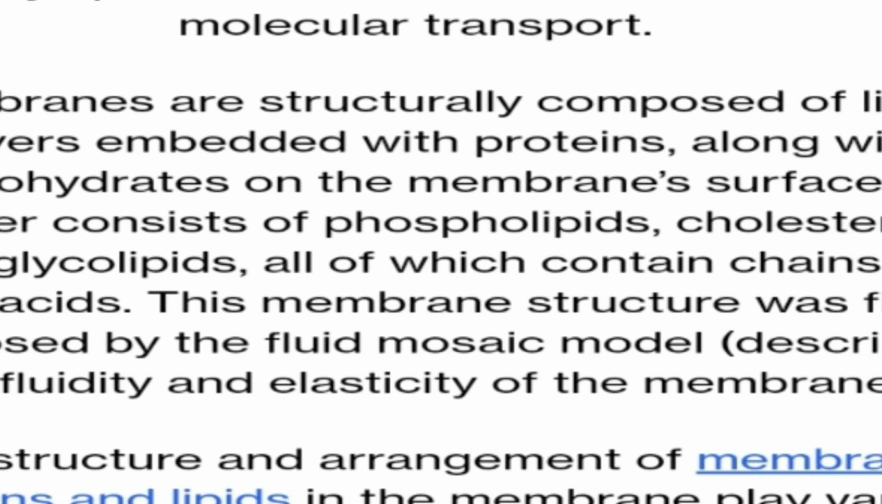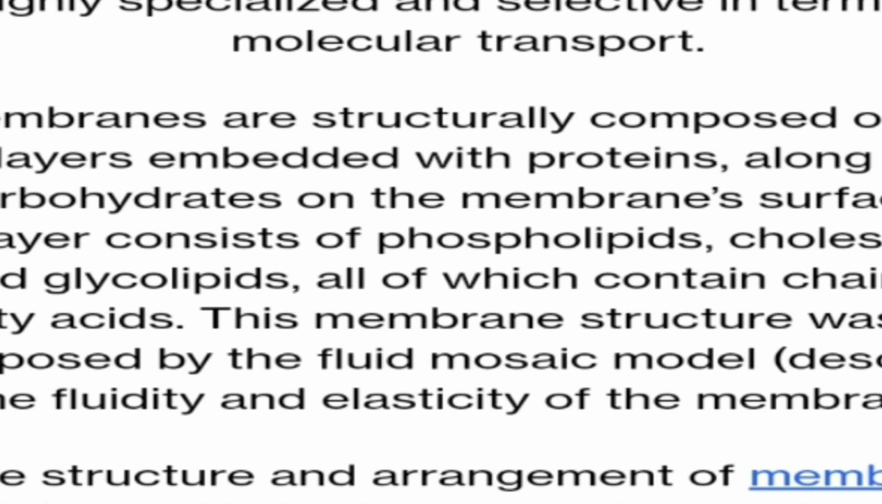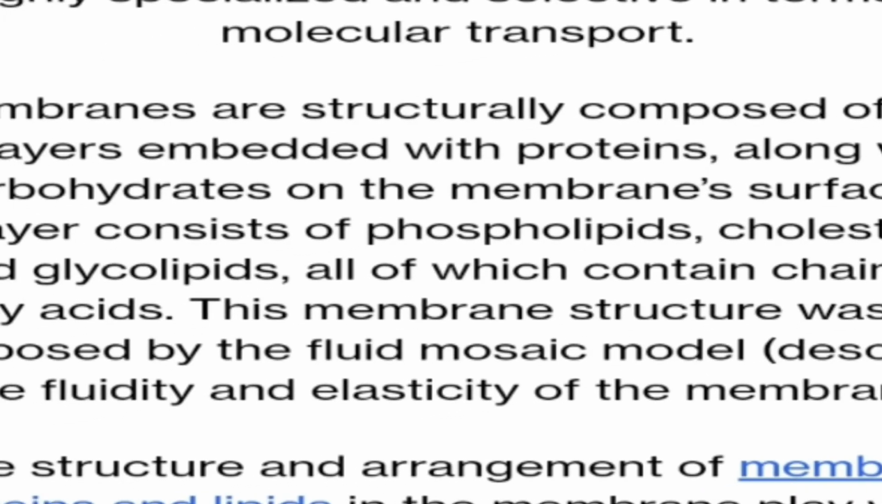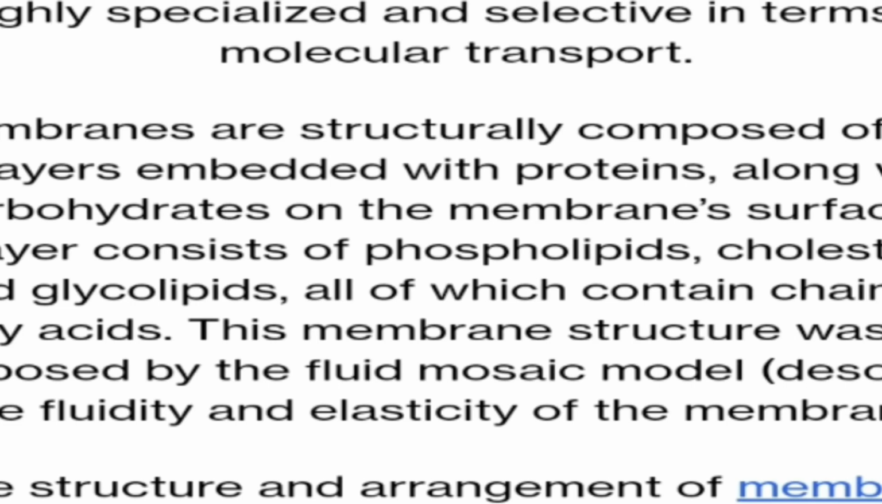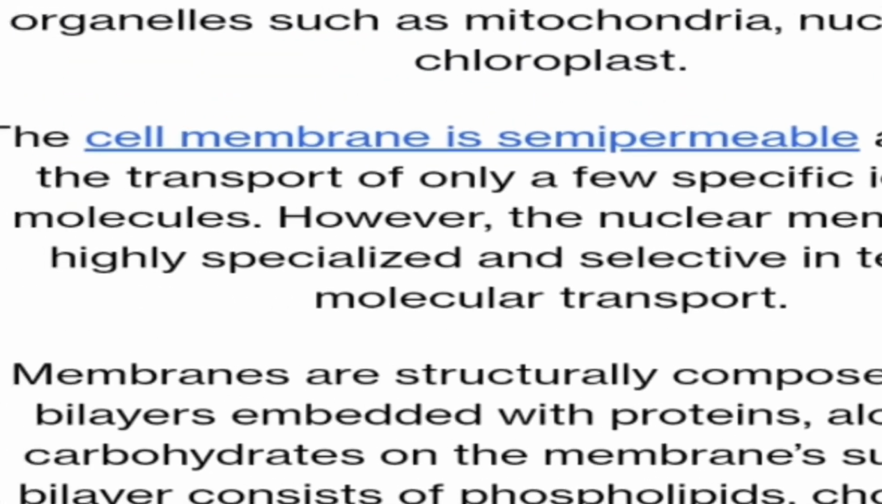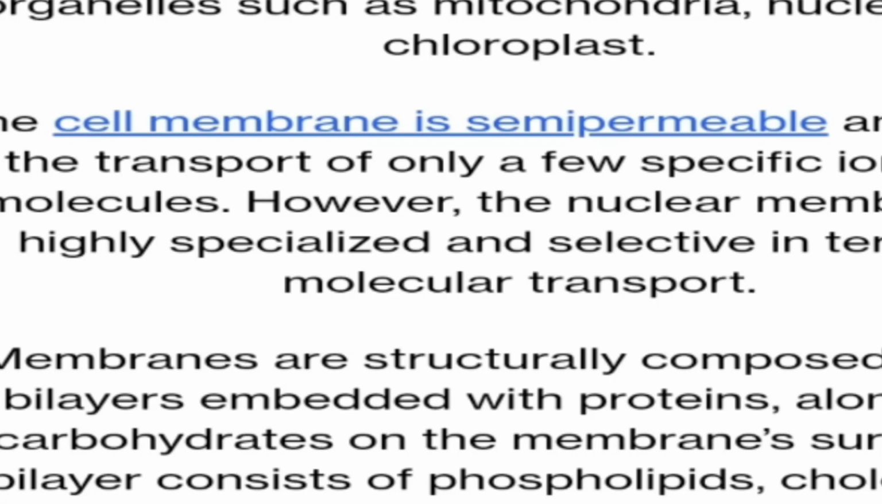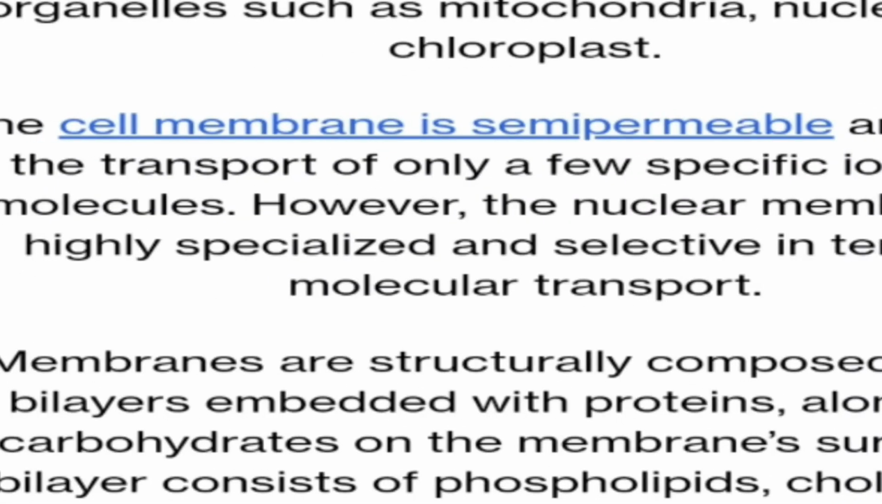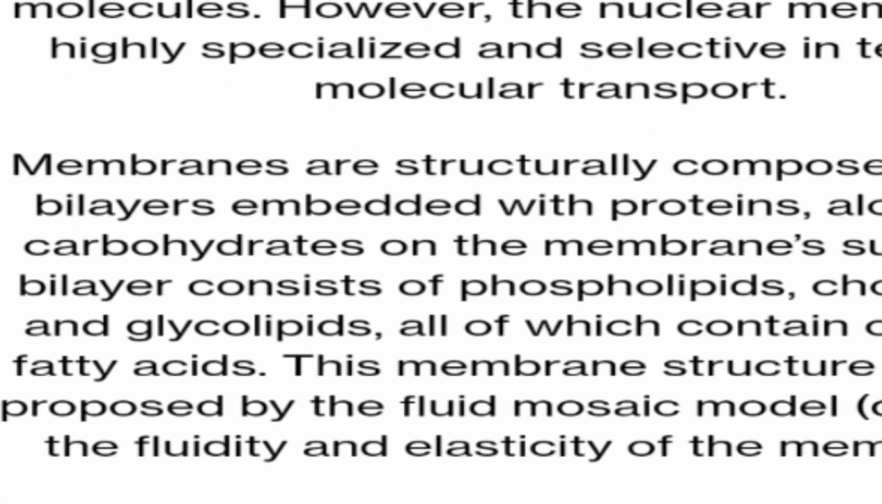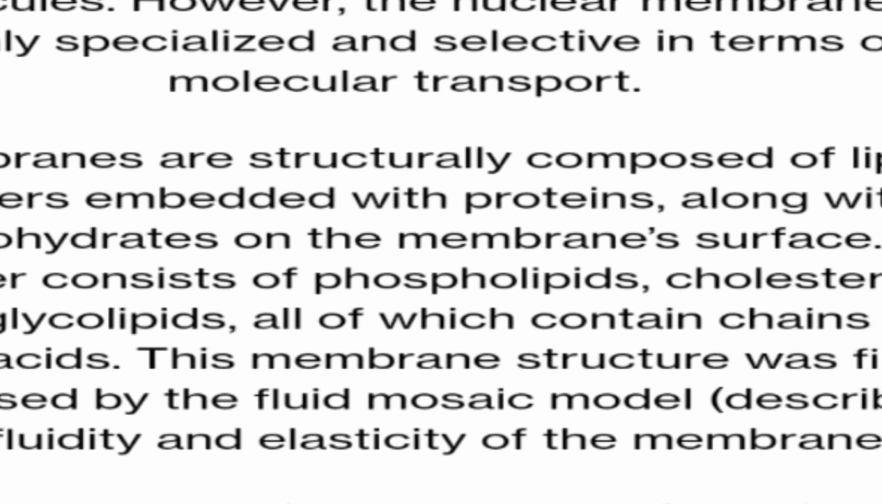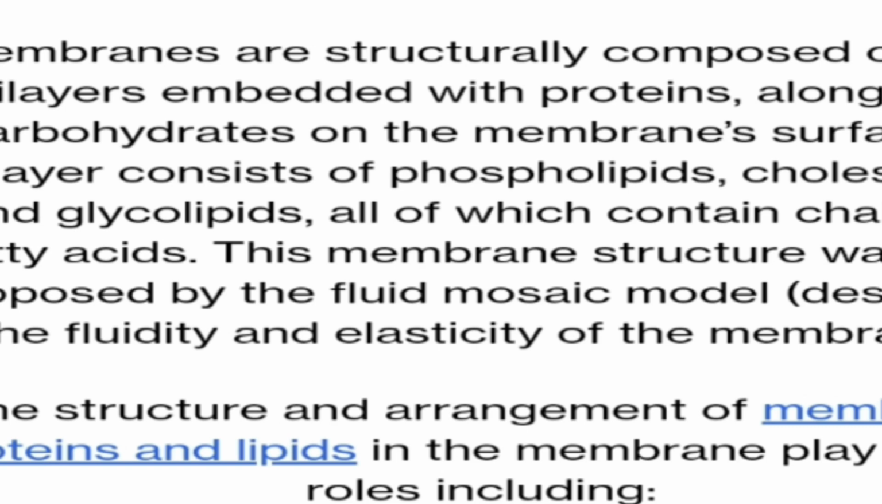Membranes are structurally composed of lipid bilayer embedded with proteins along with carbohydrate on the membrane surfaces. Alright, so this is very, very important. Then another characteristic of cell membrane is that cell membranes are semi-permeable. They allow the transport of only a few specific ions and molecules. So the question is, what are the characteristics of cell membrane? Number one, cell membrane is semi-permeable. Cell membranes are structurally composed of lipid bilayers embedded with protein along with carbohydrates on the membrane surfaces.